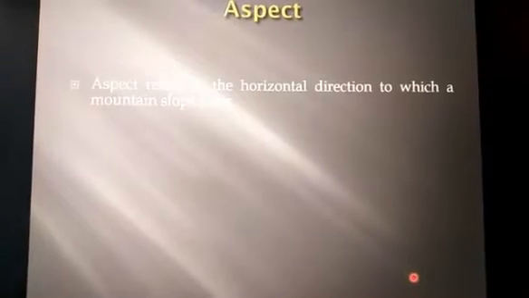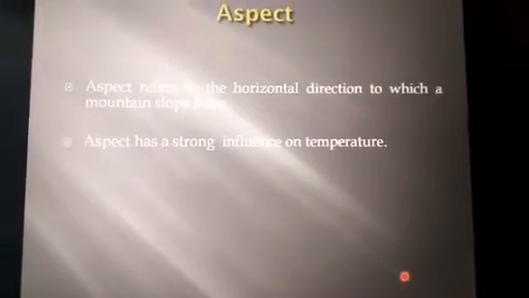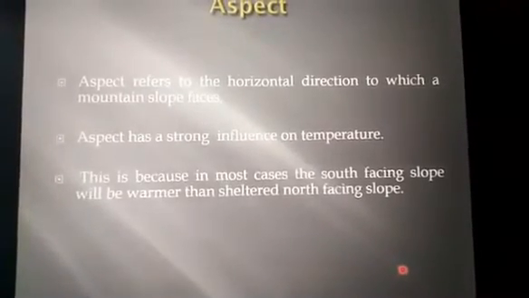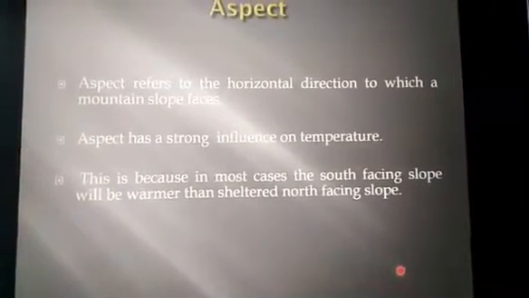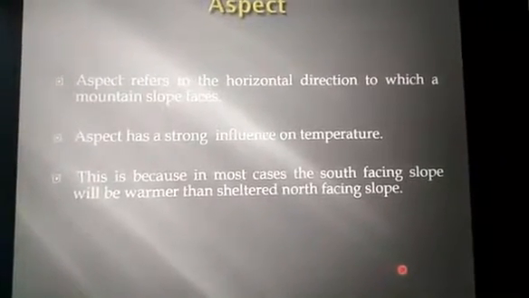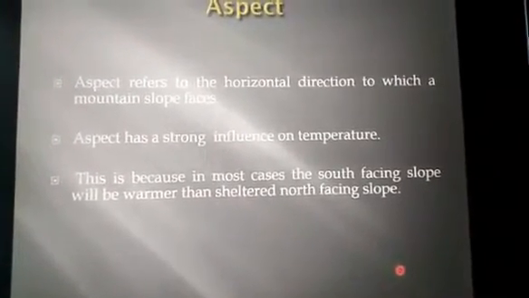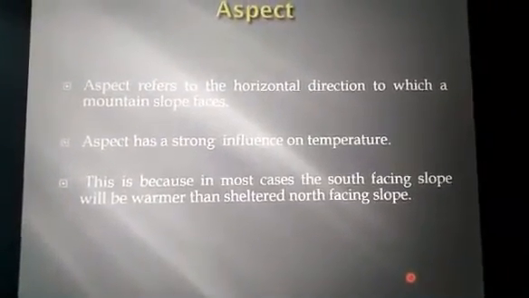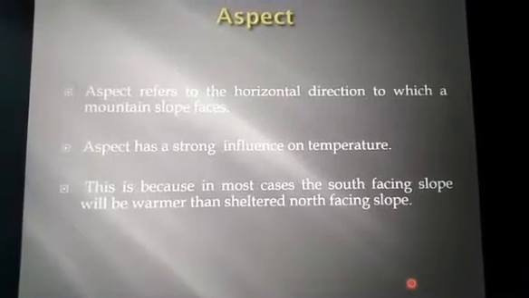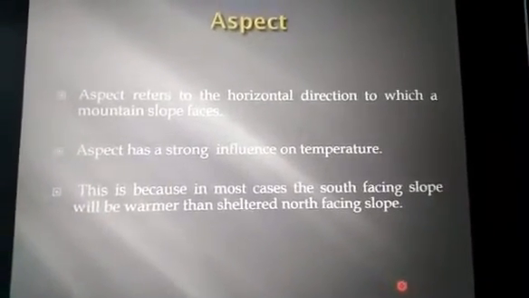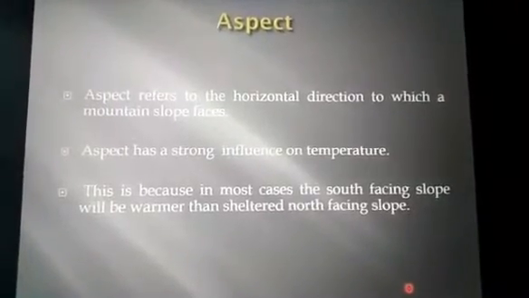So we're going to look at the first factor, which is the aspect. So it just refers to the horizontal direction to which a mountain slope faces. So aspect has a strong influence on the temperature. So this is because in most cases, the south-facing slope will be warmer than the sheltered north-facing slope. And we expect that the south-facing slope should have more species than the north-facing slope because it receives less sunlight.